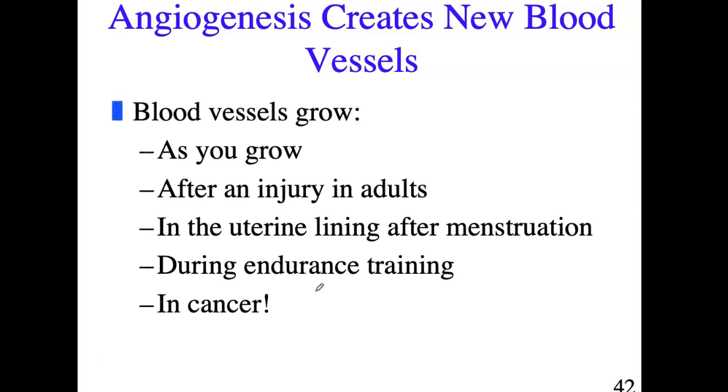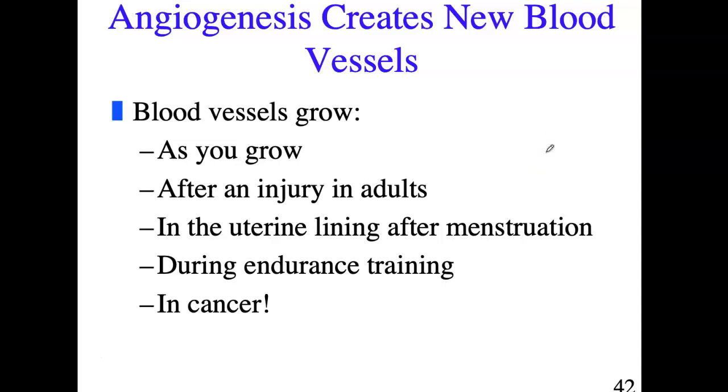Let's talk a little bit about angiogenesis. Angio is vessel, genesis is originate. So angiogenesis is the creation of new blood vessels. When do you need these? Well, blood vessels are going to grow when you grow. If you have an injury, they need to be replaced or repaired.